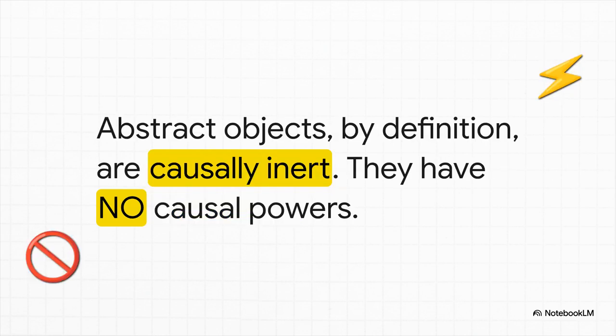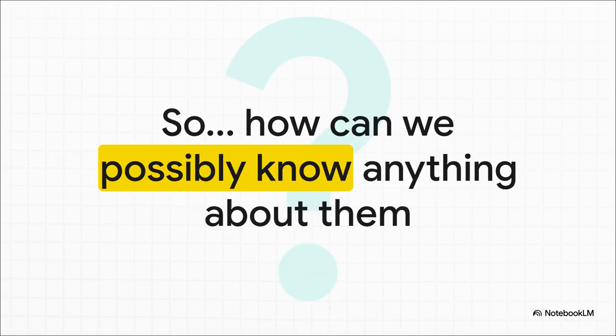And here's where it all comes crashing down. Remember what we said about abstract objects? They're causally inert. If numbers are locked away in this perfect Platonic realm, totally cut off from our universe, they can't send us any signals. They can't affect our brains or our scientific instruments in any way, shape, or form. And there it is. That's the killer question. If we can't interact with mathematical objects, even in principle, how on earth can we possibly know anything about them?